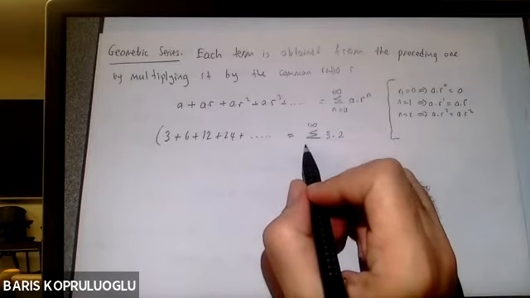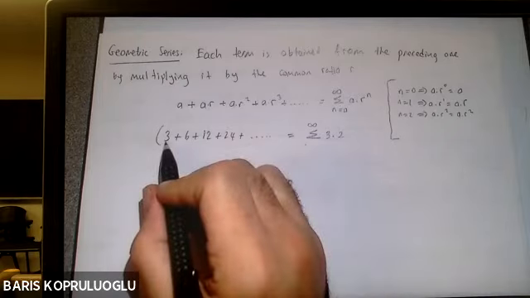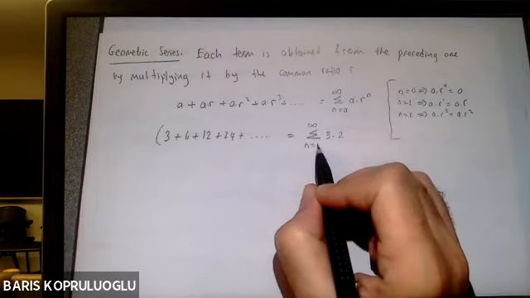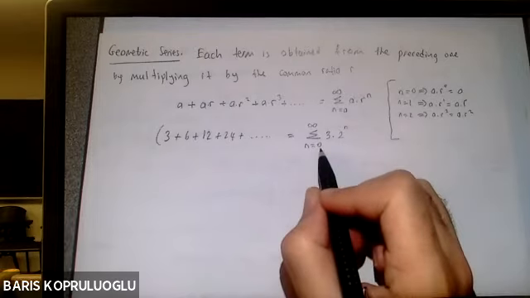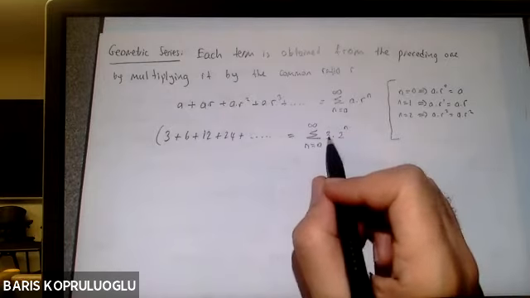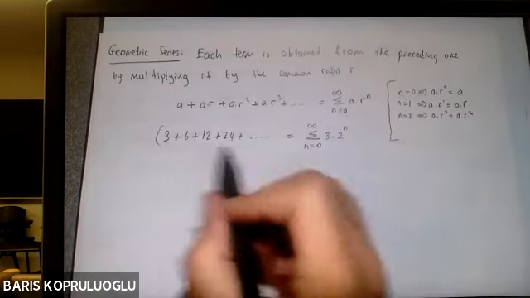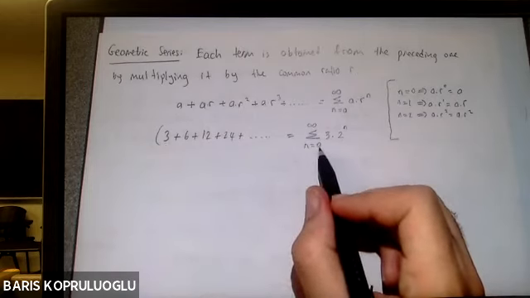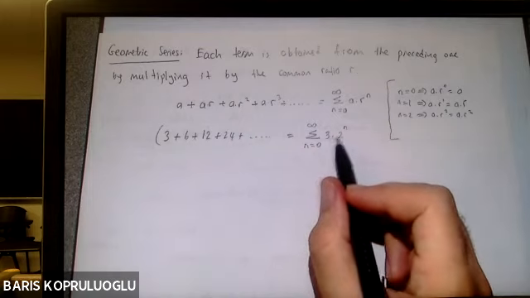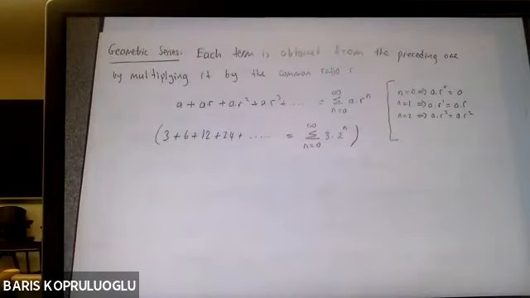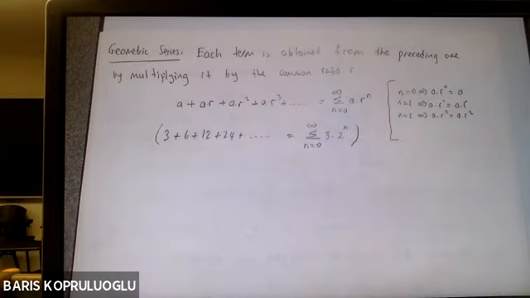The first term should be 3, so let's put n equals 0, so that when you plug 0 for n, you will have 2 to the power of 0, which is 1. 3 times 1 gives you 3, which means the general term is correct. If you plug in 1, which should be the second term, it's 3 times 2 to the first, which is 6. So that's the idea of a geometric series.